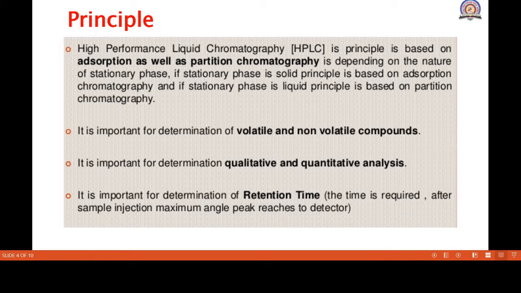So student, you have to remember these black points. It is based on adsorption as well as partition chromatography. Then it determines volatile and non-volatile compounds. It determines qualitative and quantitative analysis, and it is also important for the determination of the retention time. So you have to remember these bold black points. Okay.